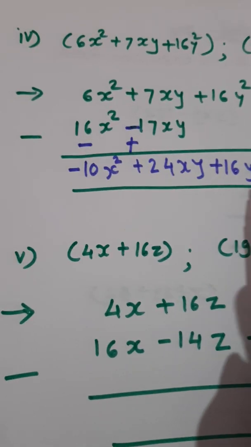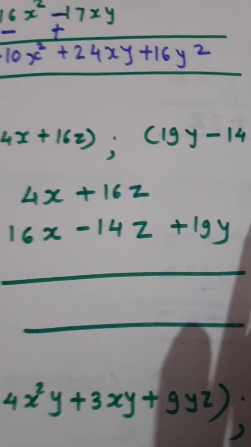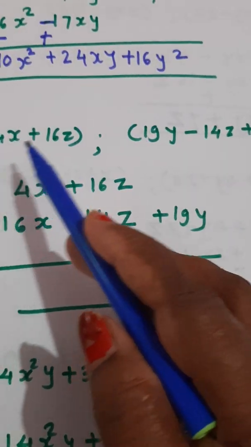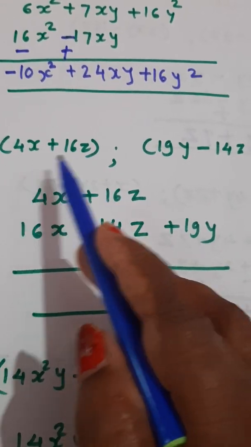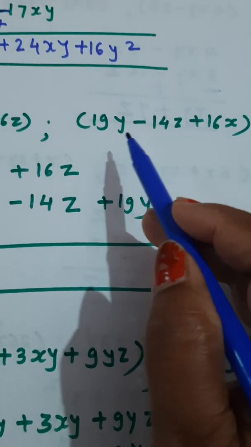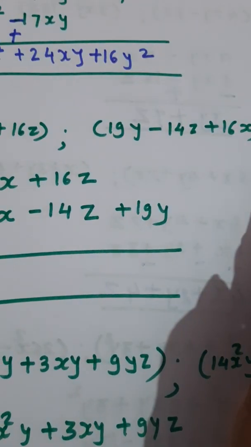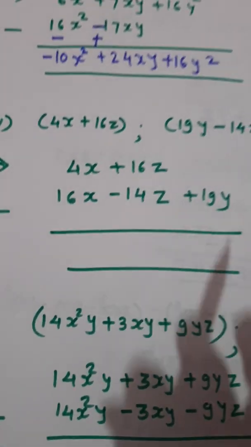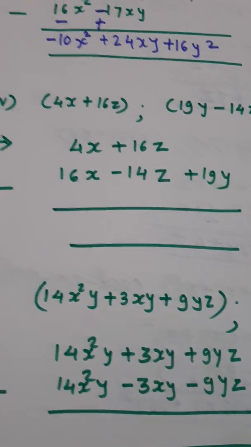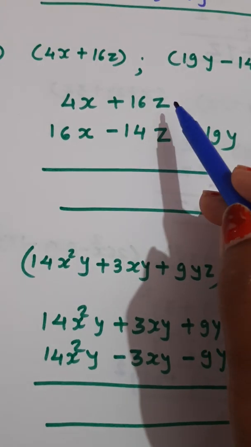Got it? Now come to the fifth example, last example of practice set 34. 4x plus 16z. In the first algebraic expression only two terms, so it is a binomial. And the second expression has three terms, so it is a trinomial. 19y minus 14z plus 16x. Now while arranging the expression, see carefully, the like terms should come one after other, so that we can add or subtract them. So 4x plus 16z.